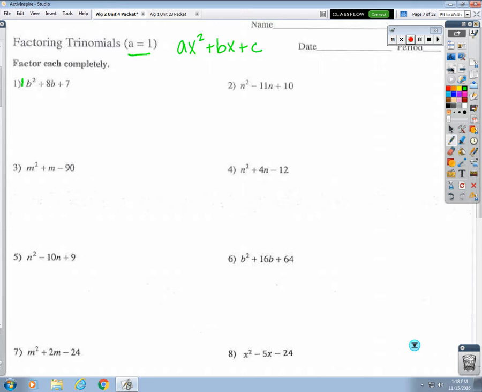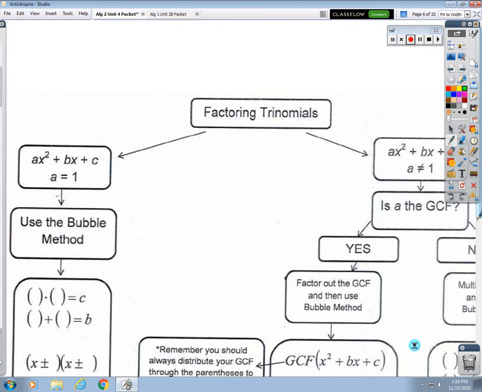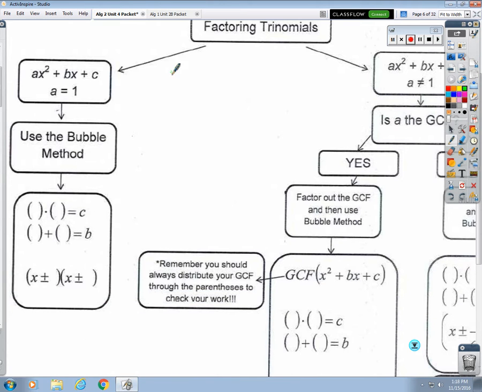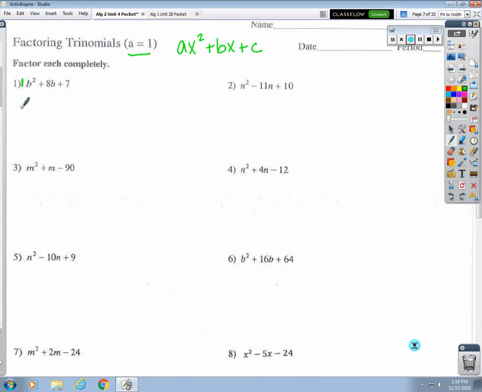And if you forget how to do this, you do have a graphic organizer on the previous page that shows you when you're dealing with a trinomial with an a value of 1, use the bubble method. That's where you look for two numbers that multiply to your c value, and those same two numbers have to add up to the b value. And then you just put them in binomials. Okay, so you can always start by just drawing your two binomials, your sets of parentheses.